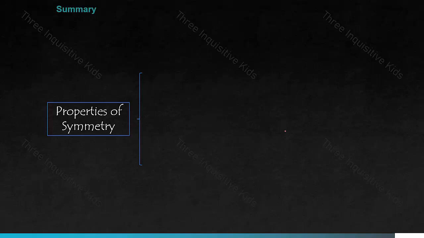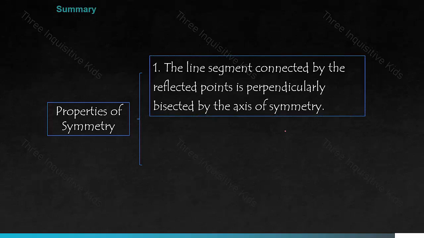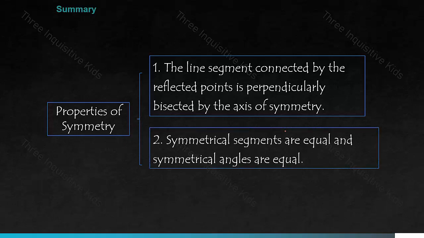Today we learned about properties of symmetry. The line segment connected by the reflected points is perpendicularly bisected by the axis of symmetry. And symmetrical segments are equal and symmetrical angles are equal.